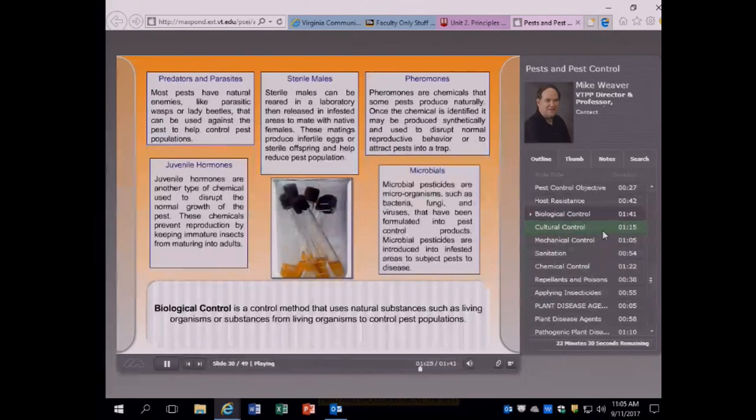And finally, microbials. Microbial pesticides are microorganisms such as bacteria, fungi, and viruses that have been formulated into pest control products. Microbial pesticides are introduced into infested areas to subject pests to disease.